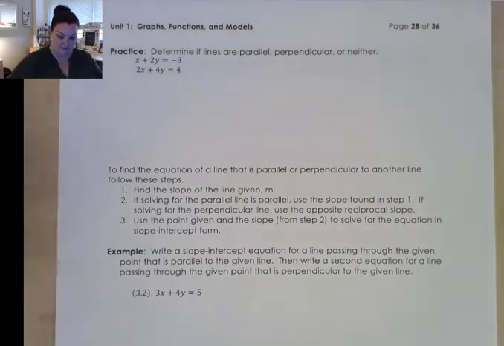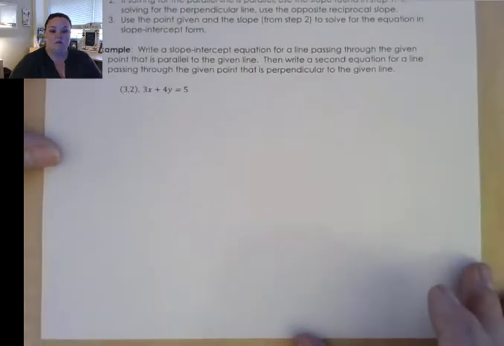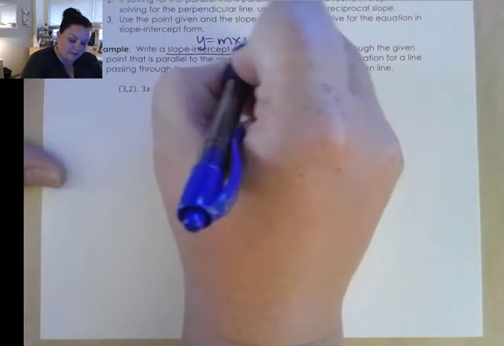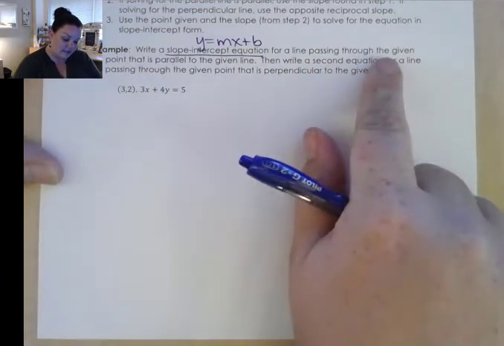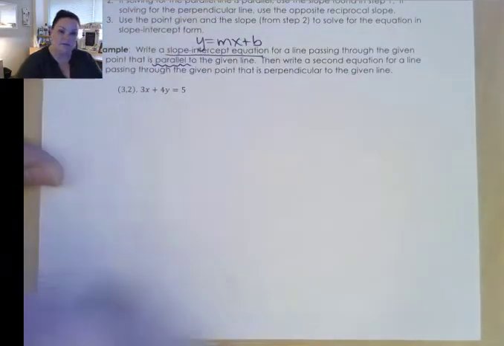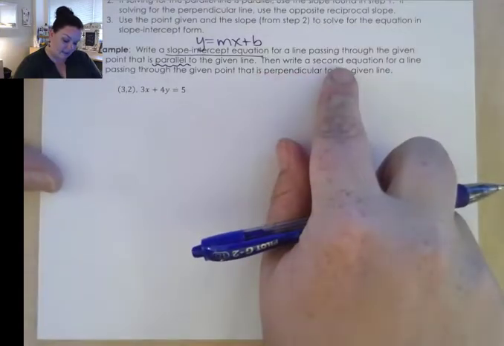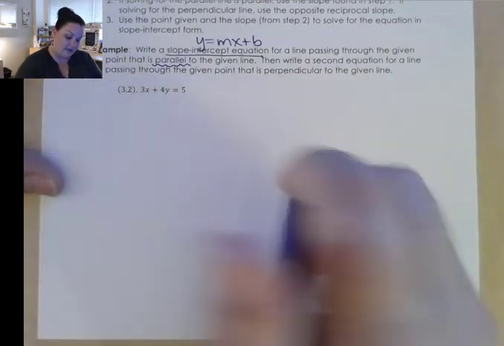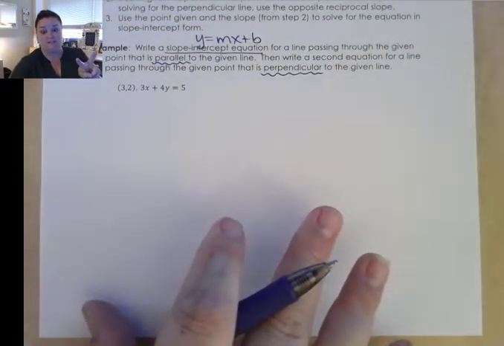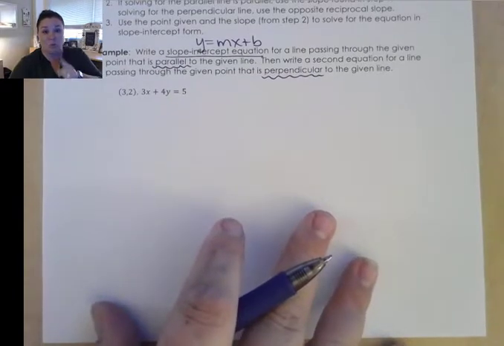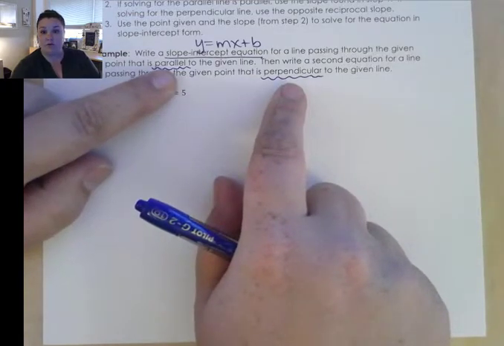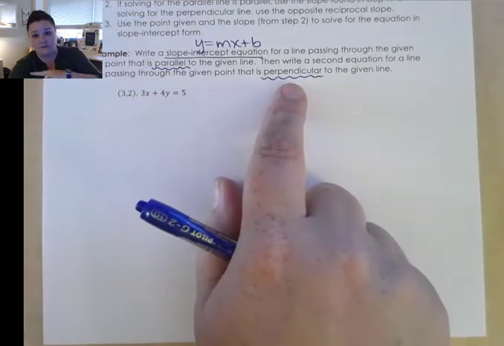So let's look at this one at the bottom of the page. It says, write a slope-intercept equation. That means we want something that looks like y equals mx plus b for a line passing through the given point that is parallel to the given line. Okay. Then write a second equation for a line passing through the given point that is perpendicular to the given line. So on this one, it's going to have us find both lines. In your homework, it's probably only going to ask you for one. So make sure you pay attention to whether it's asking for parallel or perpendicular. That way you know whether you're using the same slope or the opposite reciprocal slope.